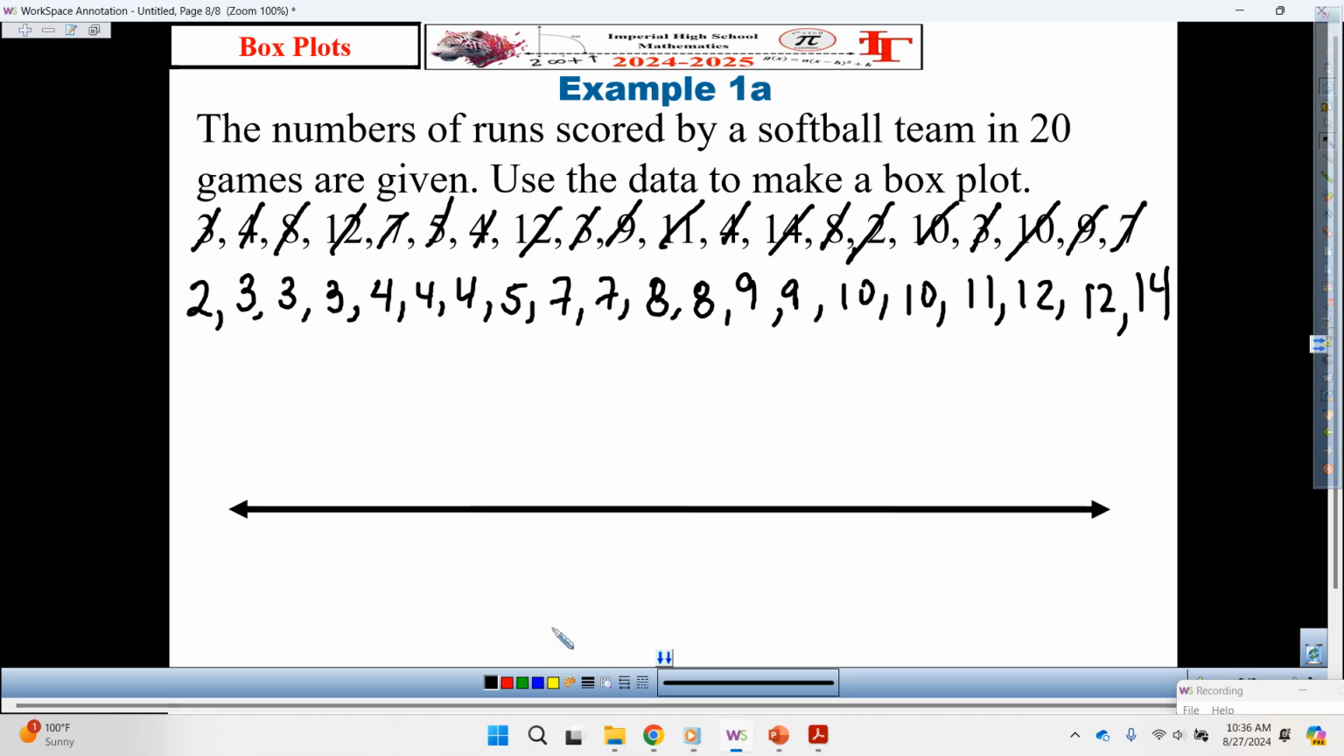We're going to find Q1, Q2, and Q3. So to get started, we need to find which one first. Tell your neighbor, which one do we need to find first? Q2, that is correct. Since there are 10 and 10, or 20 data points, go all the way to the center and find me Q2. What is Q2? Do that yourself. Q1, Q2, Q3.